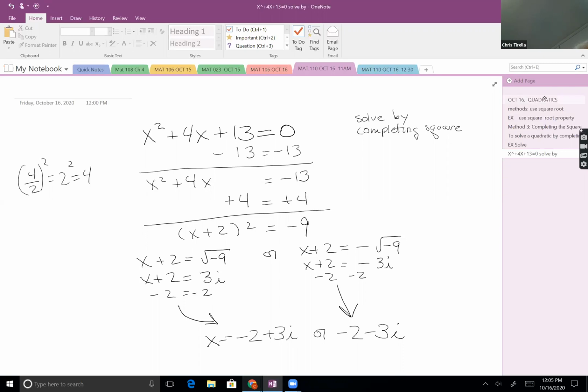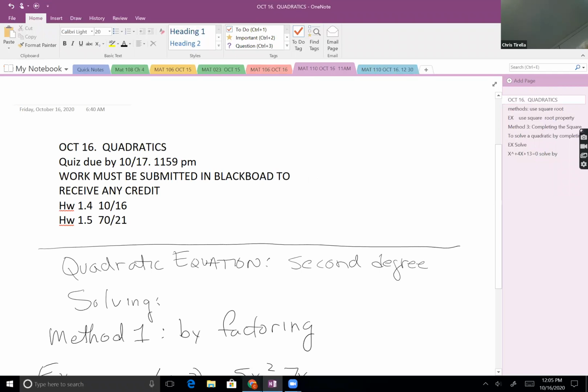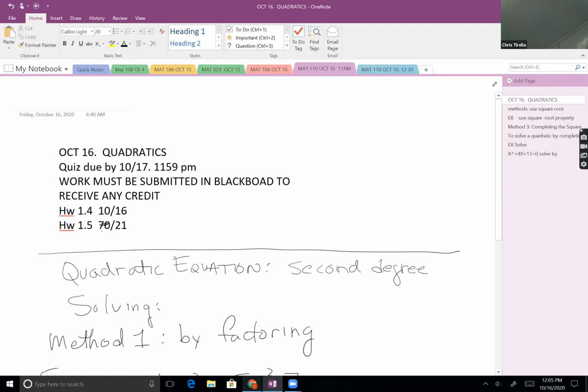I want to go back and look at that homework. This homework is due October 21st. Right now, questions 1 through 20 are on what we did today. If you're brave, and you're familiar with the quadratic formula, you can go past there. But over the weekend, try to get through 1 through 20 on that homework 1.5, and we'll pick up with that next concept on Monday.